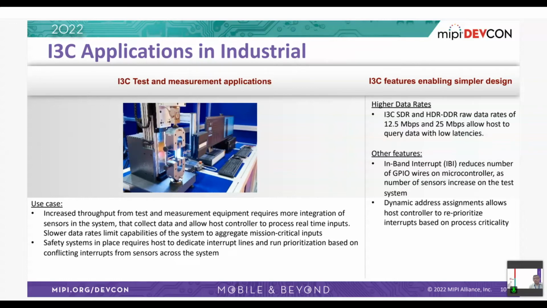As we talked about earlier, there is an increased throughput requirement. The SDR and the HDR raw data rates of 12.5 and 25 Mbps also allow the host to query data with low latencies on devices which are not on priority but definitely need to be serviced.